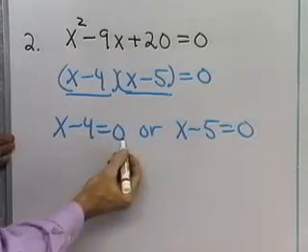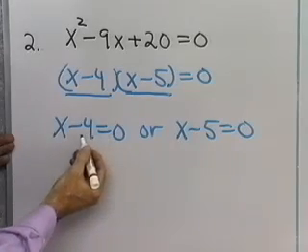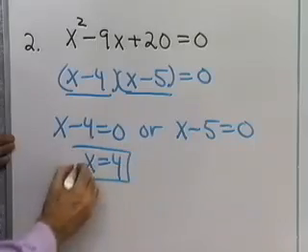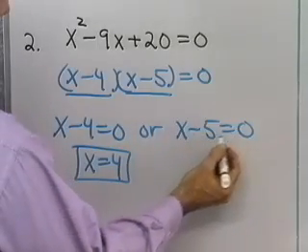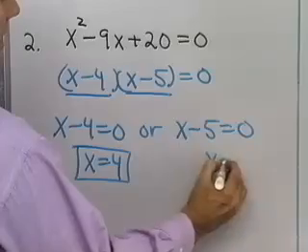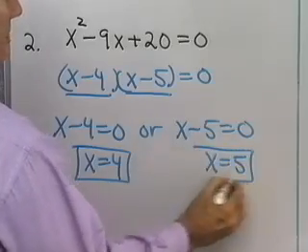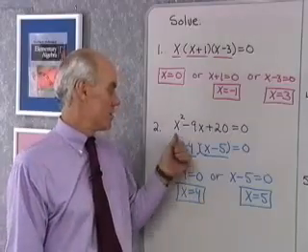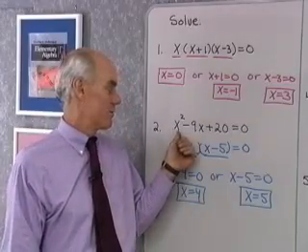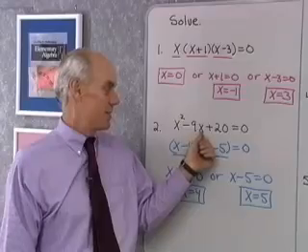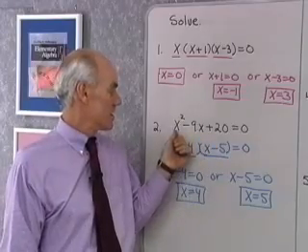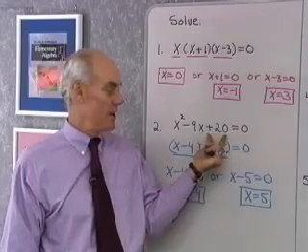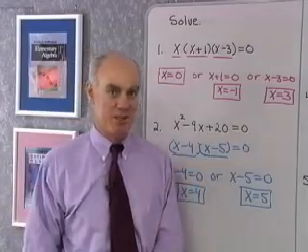If x minus 4 is 0, then I add 4 to both sides. X is 4. There's one solution. If x minus 5 is 0, I add 5 to both sides. I get x is equal to 5. There's my second solution. Let's just check one of these real quick. If I take x equal 4 into my original equation, I have 4 times 4 is 16, minus 9 times 4 is 36. 16 minus 36 is minus 20, plus 20 is 0. I end up with 0 equals 0. So you can see it does work.